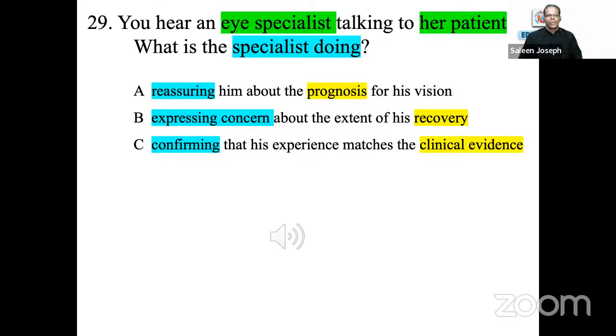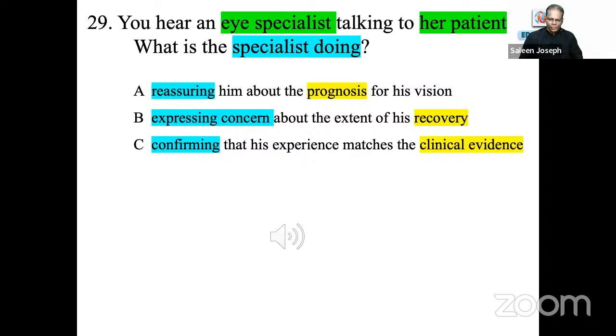They're asking what the specialist is doing. Here the focus is on the specialist, not the patient. Exceptionally, you have such questions. Normally, to answer, you have to focus on the patient. These are the rare exceptions where the answer comes from the mouth of the health professional or from what the health professional is doing. Now they are asking what the eye specialist is doing: reassuring, expressing concern, confirming.